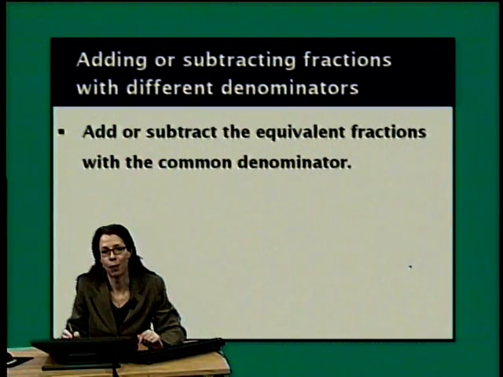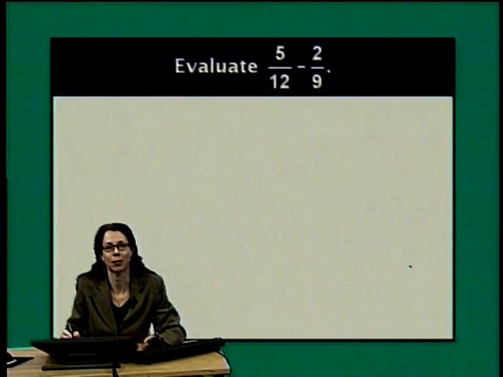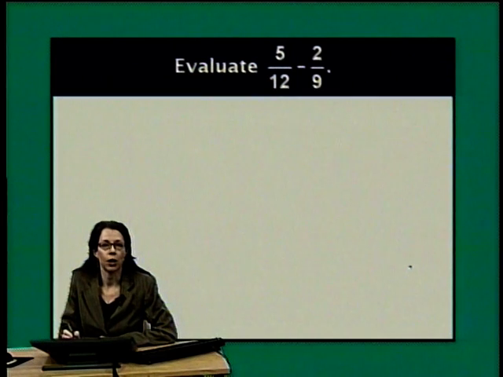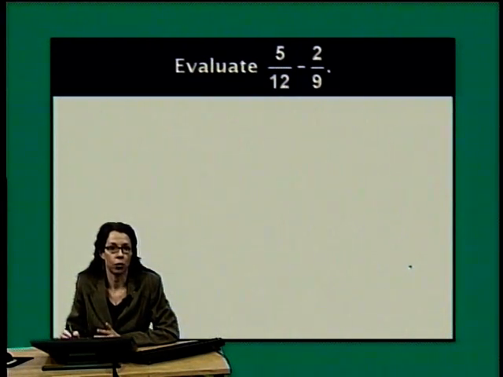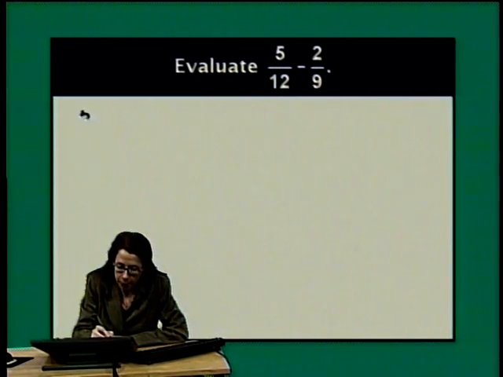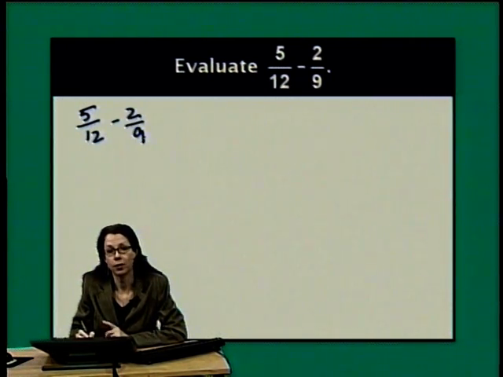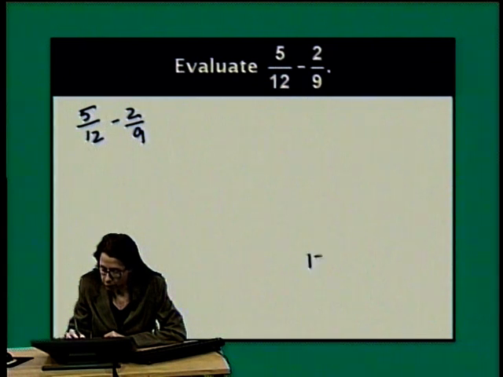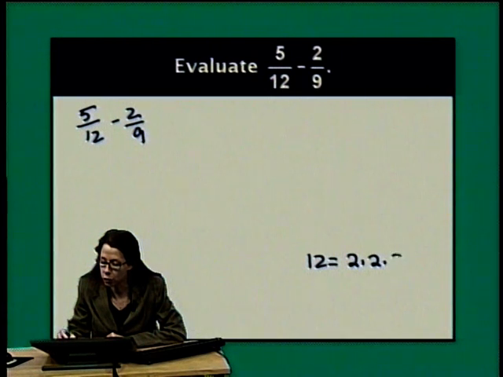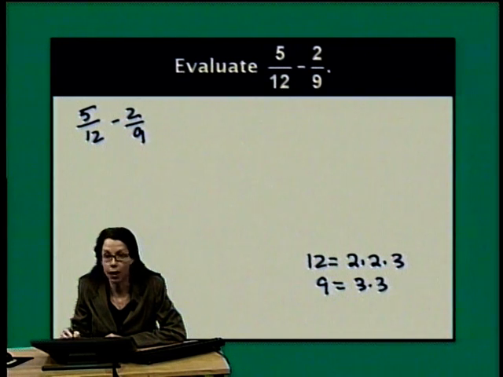So I'm going to work an example, working out all the steps in excruciating detail so you can see how this works. So let's evaluate 5/12 minus 2/9. What I'm going to do is keep track of my least common multiple down here. I'm going to do some scratch work. So I'm going to factor 12 into its prime factors. 12 is 2 times 2 times 3. 9 factors into 3 times 3.